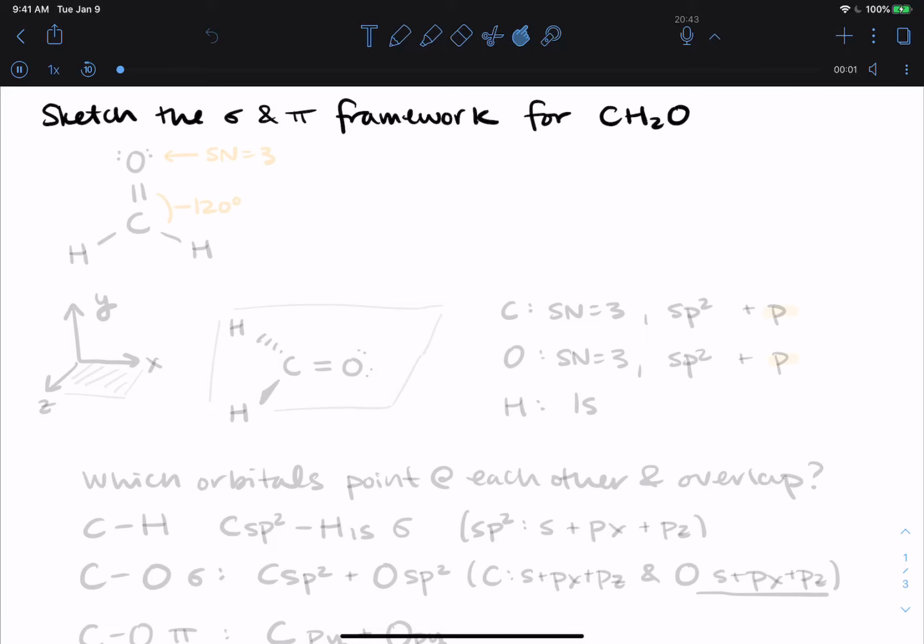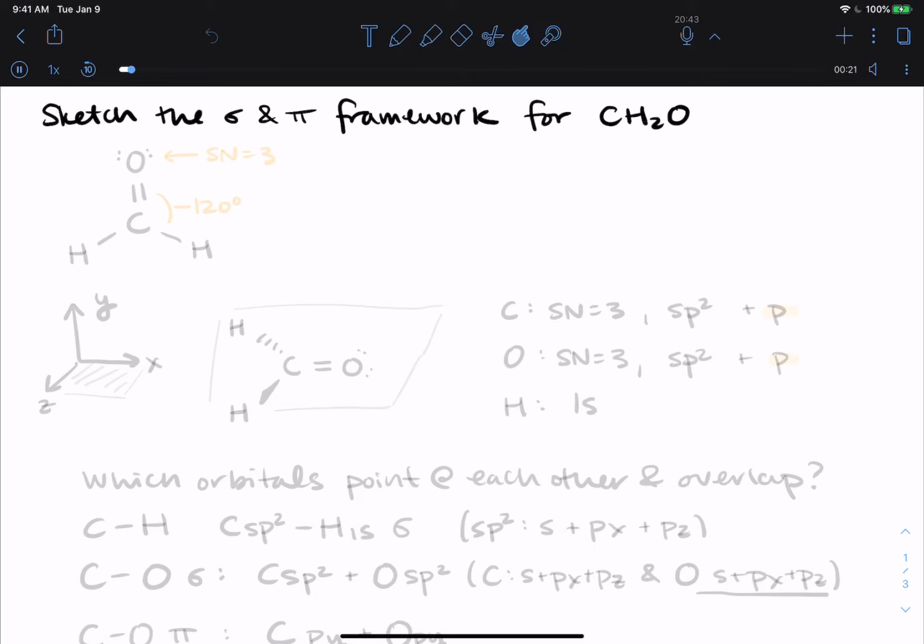In this video, we're going to do a walkthrough example of how to determine and sketch pictures of the sigma and pi framework in valence bond theory for CH2O. So what we need to start with is our Lewis structure.